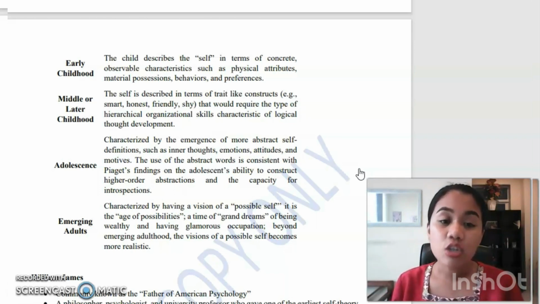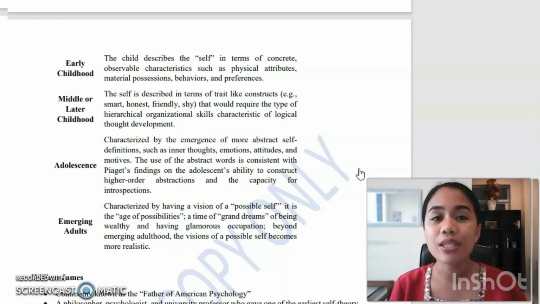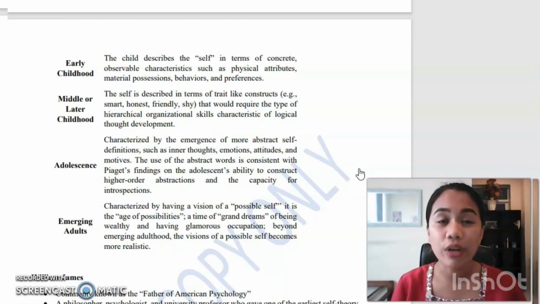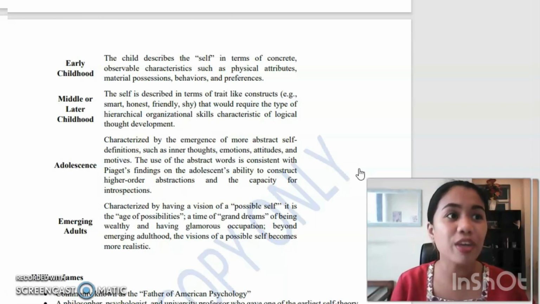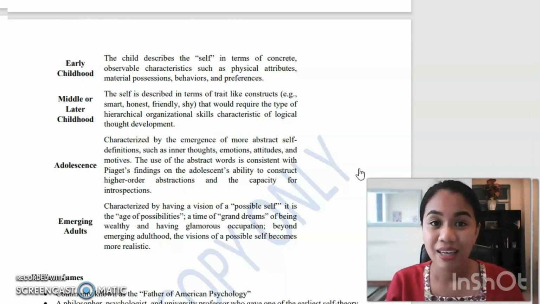So it is the age of possibilities, a time of grand dreams, of being wealthy and having glamorous occupations. And beyond the emerging adulthood, the visions of a possible self become more realistic. So it's the time wherein you slowly started to reach your goals. It's the time wherein you are able to accept who you are, what you are, where you're from, and where you want to be. Okay?